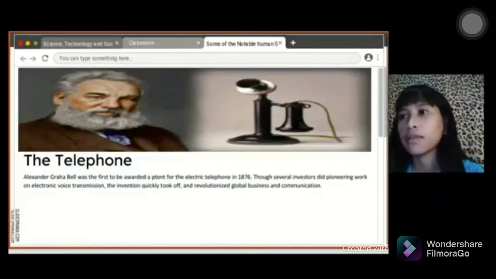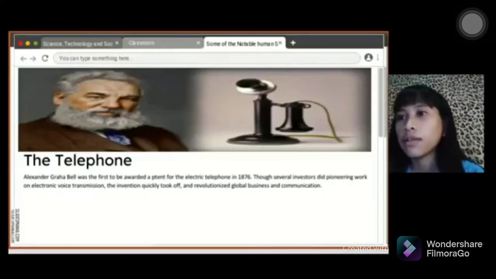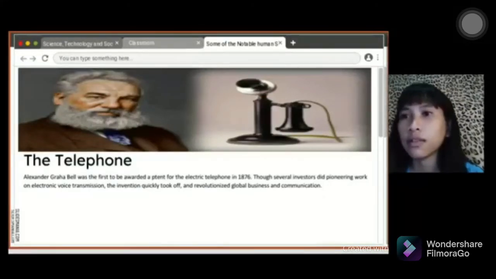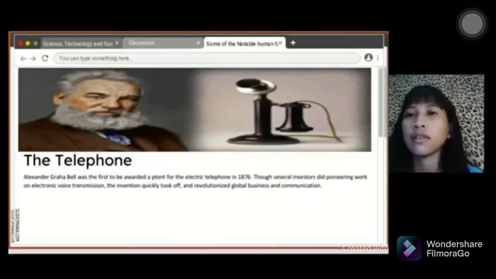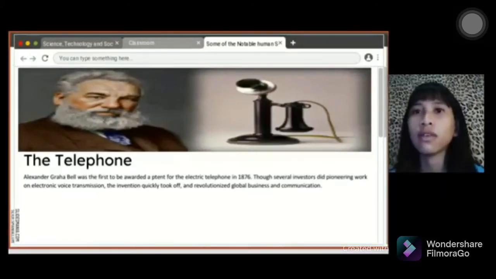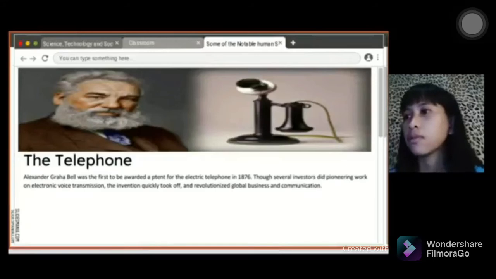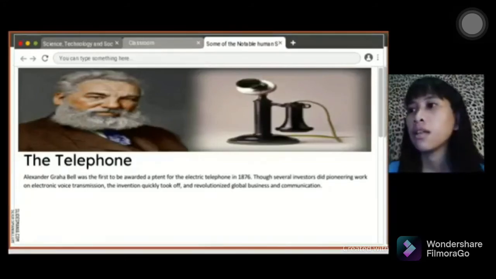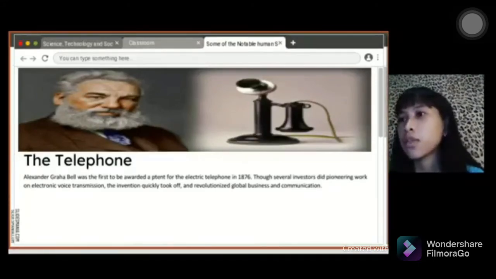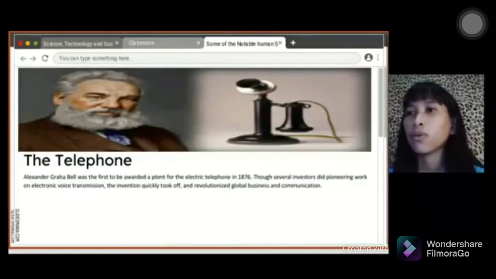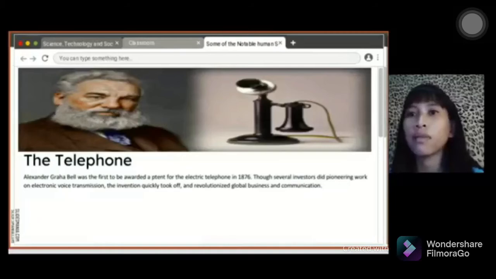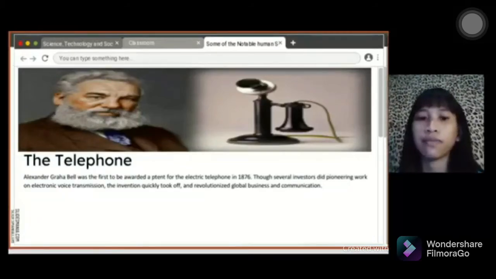Alexander Graham Bell was the first to be awarded a patent for the electric telephone in 1876, though several inventors did pioneering work on electronic voice transmission. The invention quickly took off and revolutionized global business and communication.